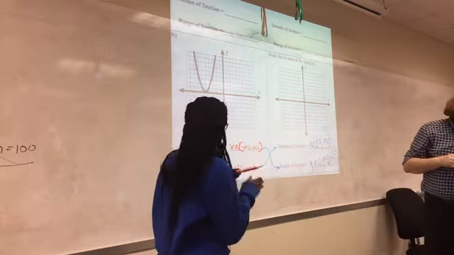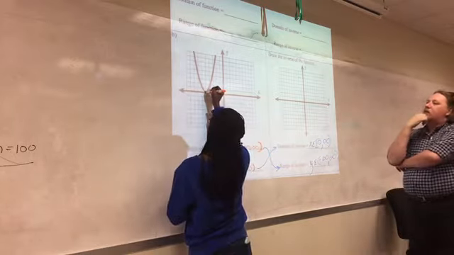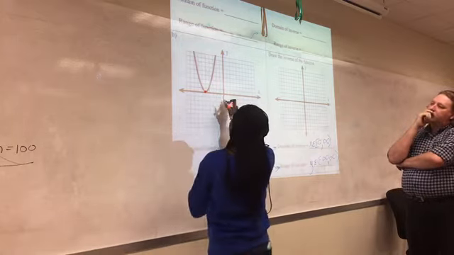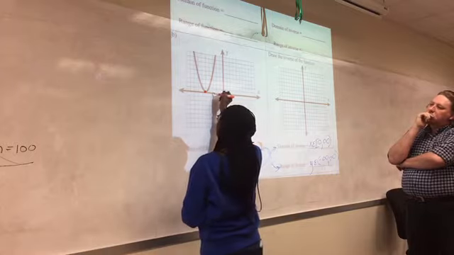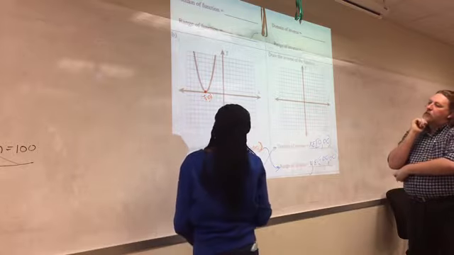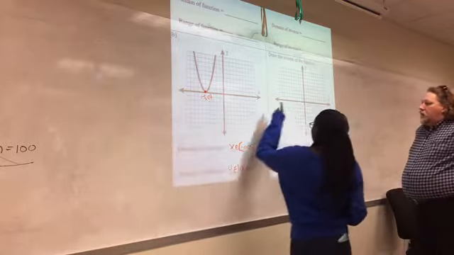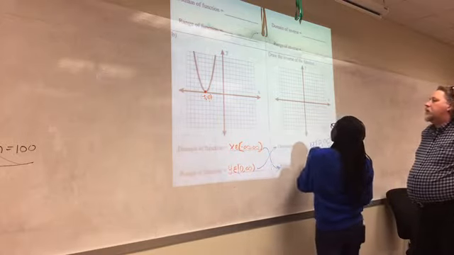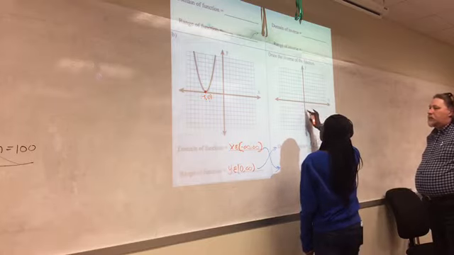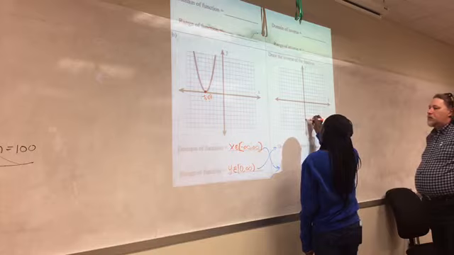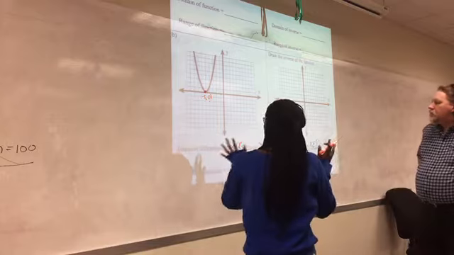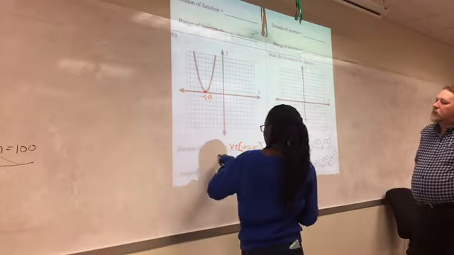So we'll start with this point right here, the vertex. This is (5, 0). Since we're flipping, our new point is going to be (0, -5). Okay, that's one point. And then we said it goes out into infinity since they flipped.